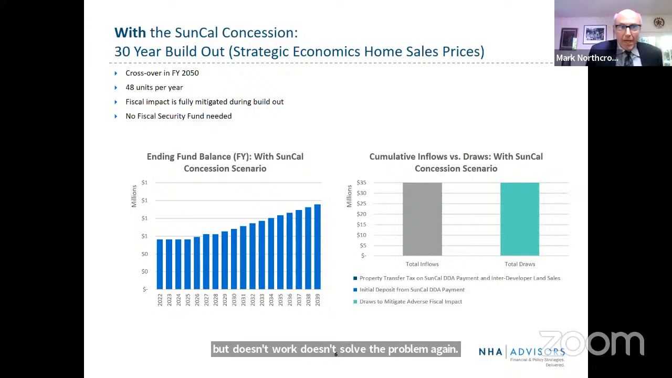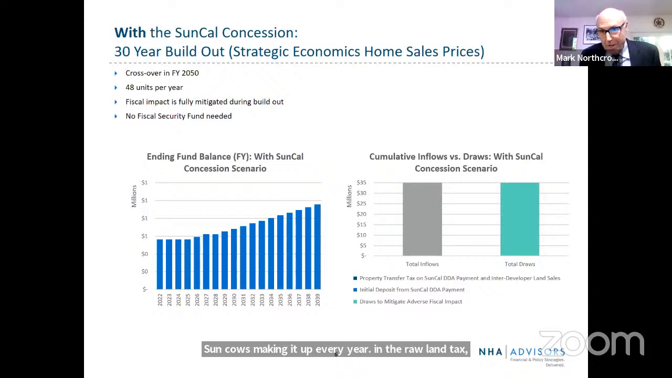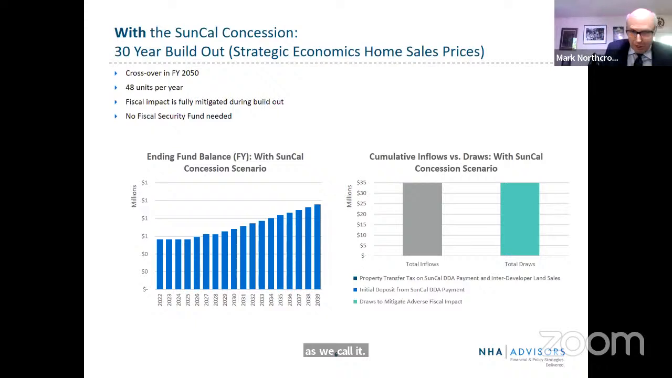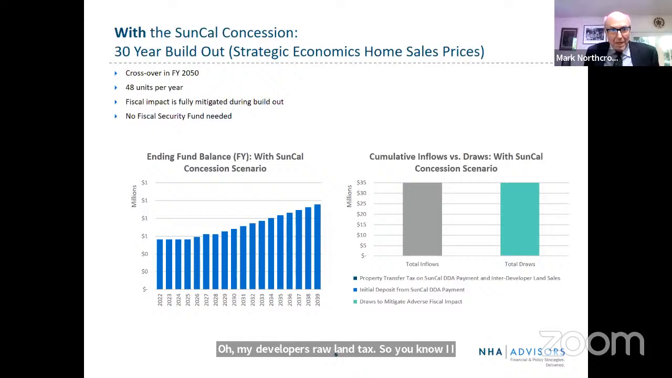Next slide. Okay, the chart on the left with the makeup from SunCal at up to $6 million a year plus a 6% inflator shows that we're fine. Okay, the draws, you might say, match the inflows. SunCal is making it up every year in the raw land tax, as we call it. I'm sorry, I used bond jargon there. We call taxes on undeveloped property owned by developers raw land tax. So, I periodically drop into jargon, for which I apologize. So even with the 30-year build out, it works. Next slide, please, which is the quant.